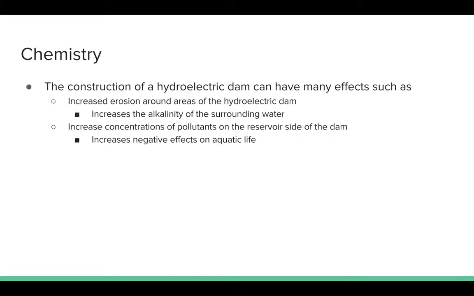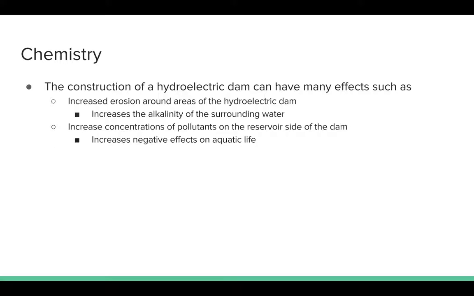Chemistry. The construction of a hydroelectric dam can have many effects, and one of them is erosion, because when the water goes by, it has a slightly acidic tint to it since it is at a higher temperature, and that will increase the erosion caused by the water on the surrounding environment.